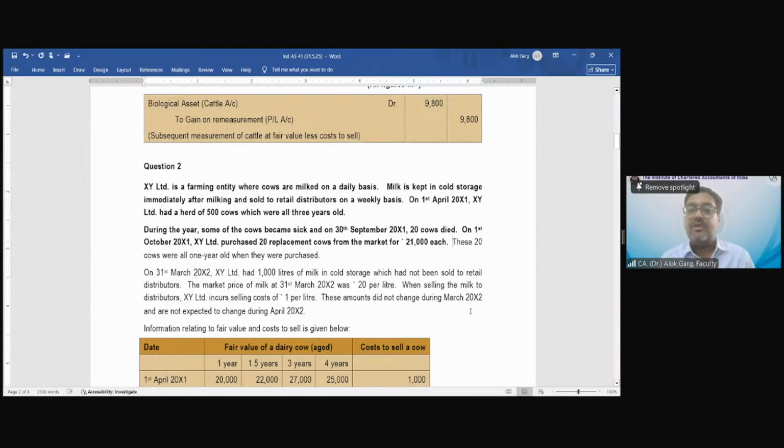21,000 rupees each. These 20 cows were all 1 year old when they were purchased. What is the age of these cows? 1 year old. And on 30th September or 1st October, when these cows were purchased, how old would the older cows have become? What was the age of those cows on 1st October and 30th September? 3.5 years. Yes, it becomes 3.5 years. You're right, Sweta.